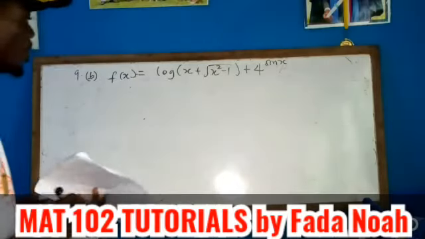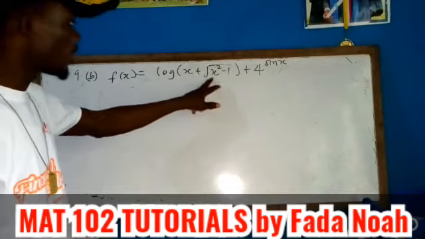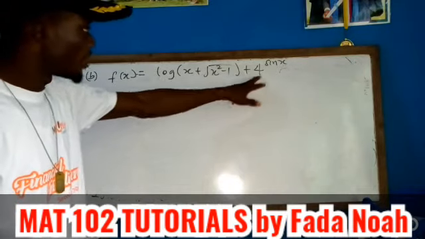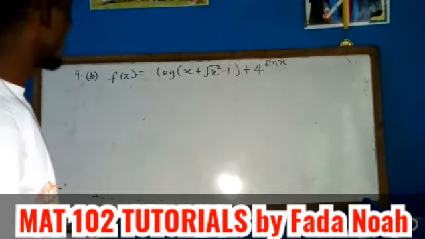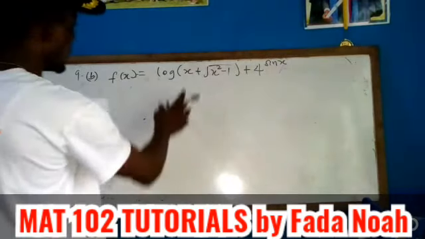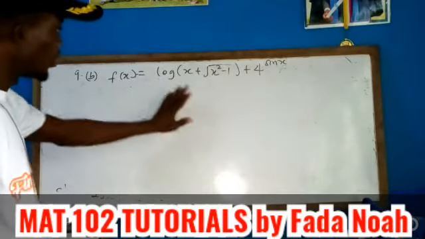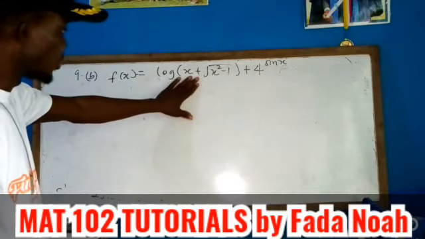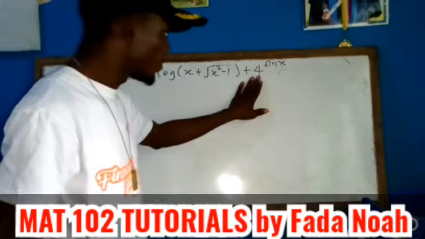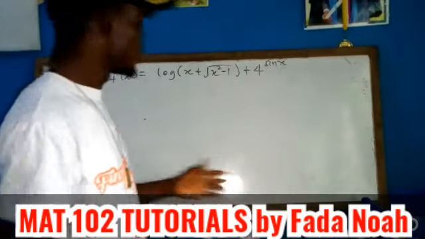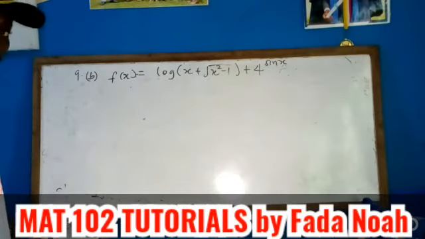So the B part, we have f of s equal to log of s plus square root of s squared minus 1, plus 4 exponent sine x. We are asked to find the derivative. So the derivative of this one, we find the derivative term by term, okay? So we find the derivative of log of s plus square root of s squared minus 1. Then we find the derivative of 4 exponent sine x. Then we add them to get our f prime of x, okay?